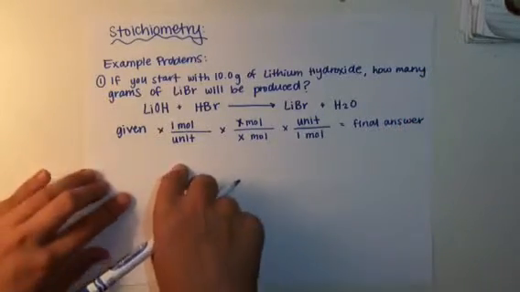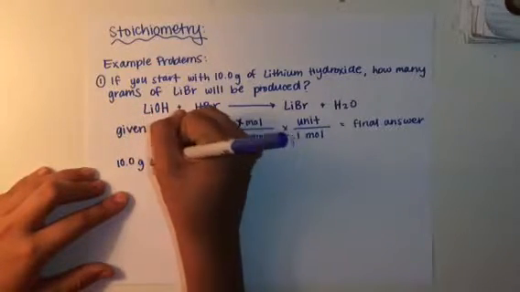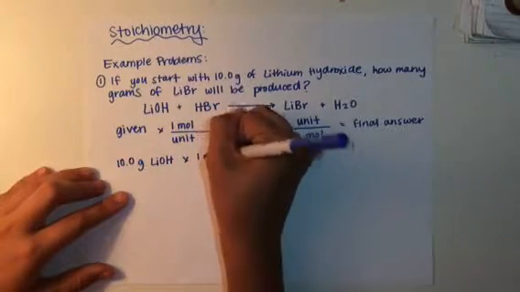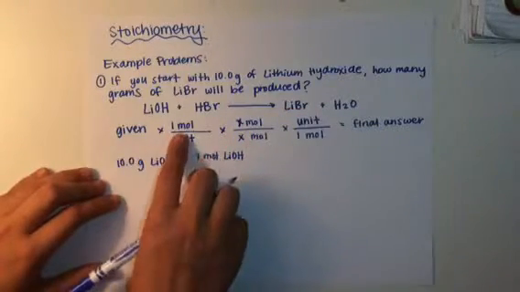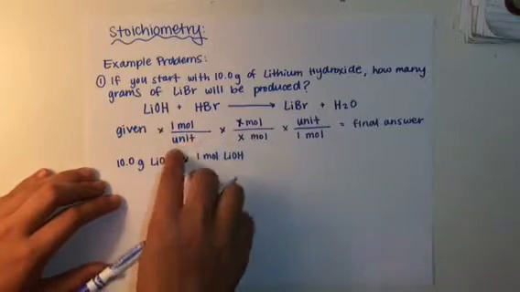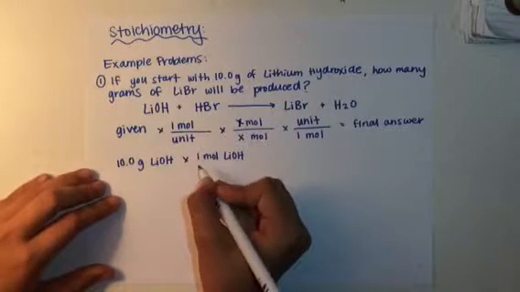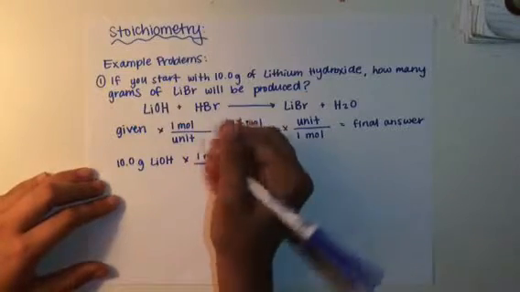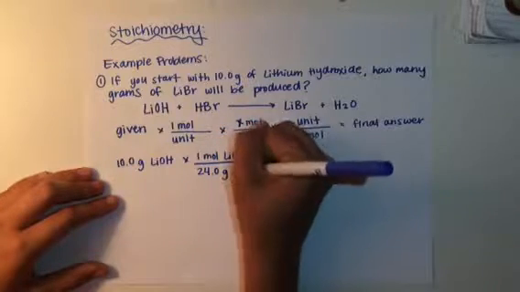So in this case, our given is 10.0 grams of lithium hydroxide. So we're going to multiply that over 1 mole of lithium hydroxide, because we need to get to moles. In order to get to moles, we're going to have to convert our given units, which is grams, to moles. So we're just going to take the molar mass, and the molar mass of lithium hydroxide is 24.0 grams.